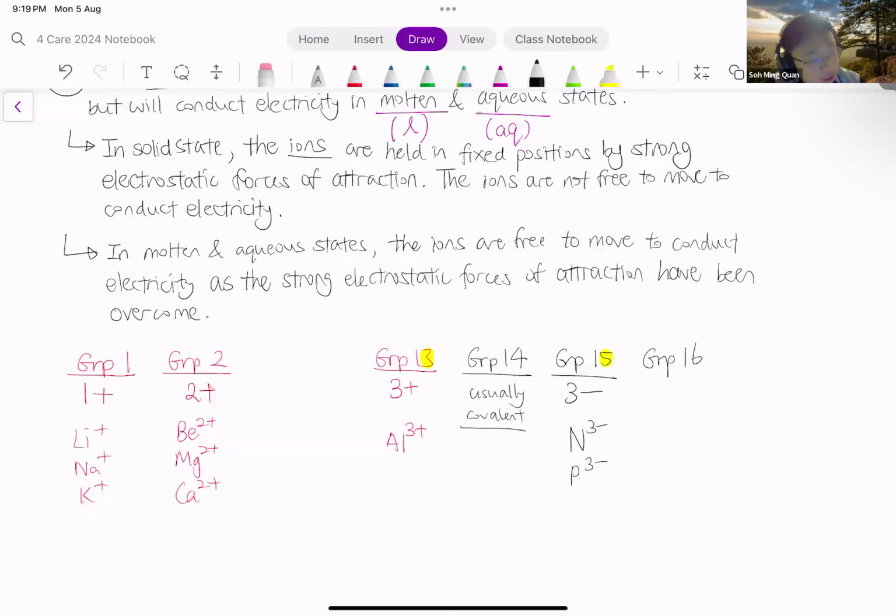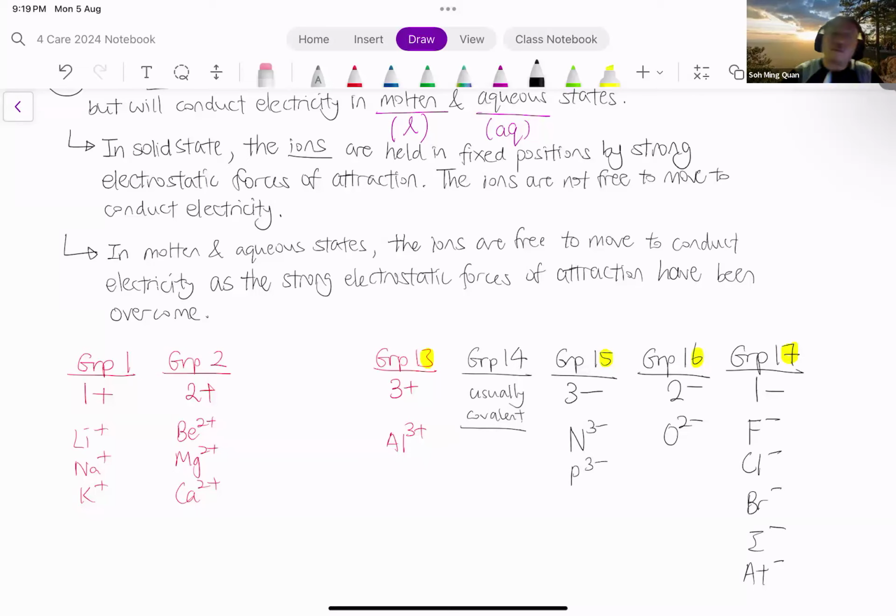Group 16, 6 valence electrons, so it gains 2. So the charge is 2 minus, so it forms O2 minus. Then we have the halogens, group 17. Again, it's a teen, so it's 7 valence electrons. If it has 7 valence electrons, it gains 1 more to achieve a fully filled outermost shell. So F minus, Cl minus, Br minus, I minus. At, the last one, also minus.